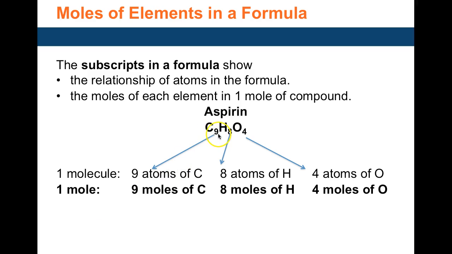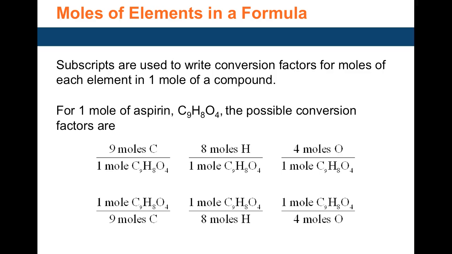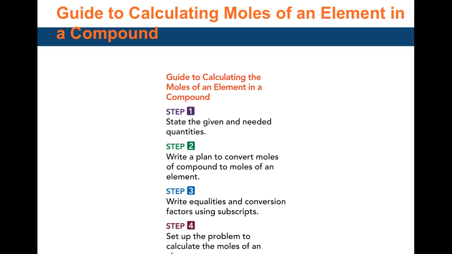So the subscripts are telling you how much of each atom or each element is present in this compound. And then you can write conversion factors for each of that, all right? 1 mole over 9 moles of C and so on. So for each of the elements you can write, you get a possible 6 conversion factors, 2 for each element.